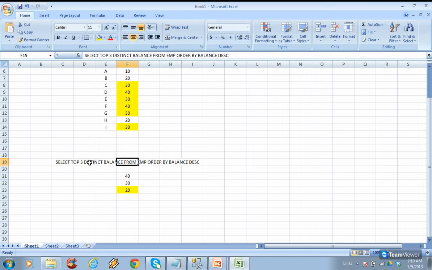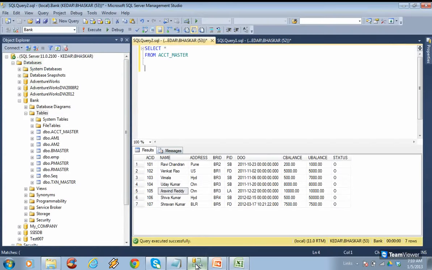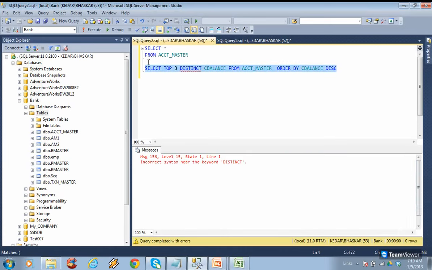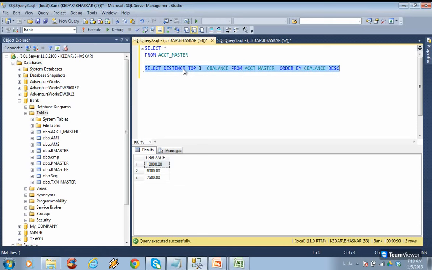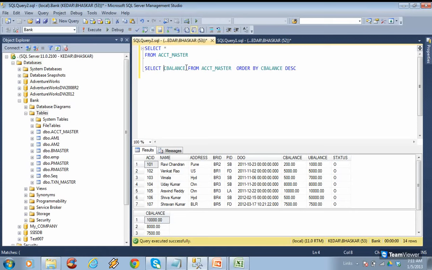So let me copy this query. This is the query. Taking the same thing here, not employee, I am putting the account master table, then here order by balance. Okay. Now execute this query. The distinct clause, I think you have to use it before this. Then you can use the top clause. If you remove distinct, you may have duplicates. So I am removing this.